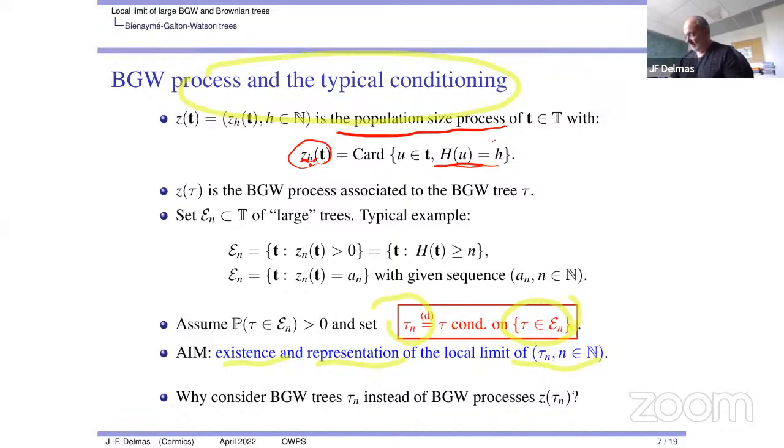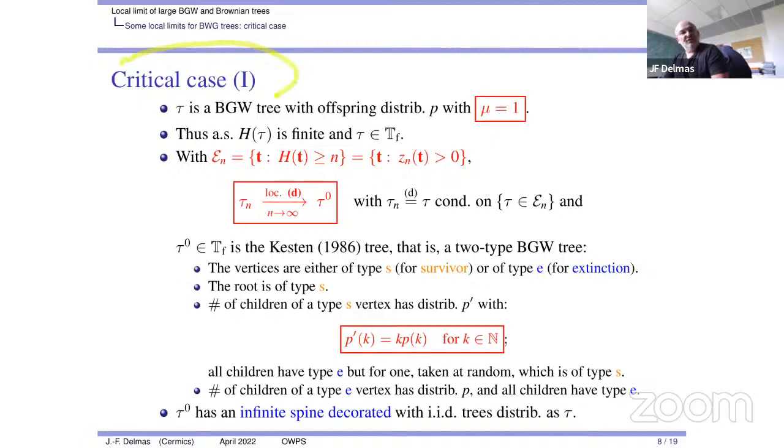So first we consider the critical case. We take a Galton-Watson tree with an offspring distribution p with mean mu equal to 1. Then we shall consider the height of the tree, which is finite in the critical case, and the random tree is itself finite, so locally finite. We shall consider the tree conditioned to be alive up to generation n, which is equivalent to saying that the population at time n is strictly positive.